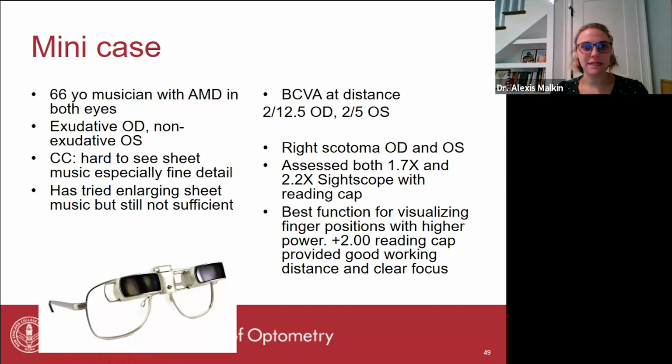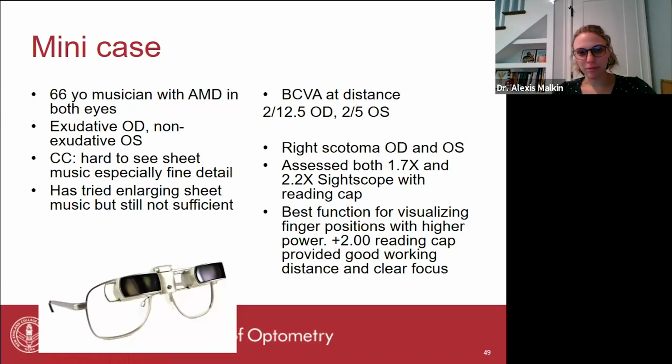So in this case, this was a 66-year-old I saw. He's a musician. He has macular degeneration in both eyes. It is wet in the right, it's dry in the left. And his complaint was that he's having a hard time seeing fine detail on sheet music. He's tried enlarging it, but he finds that that's not sufficient. It ends up being the big pages on the piano. It becomes too complicated, and he's still just not comfortable. His acuities were 20/125 or 20/125 in the right eye, and 20/50 in the left. And he has a scotoma just to the right of fixation in each eye.